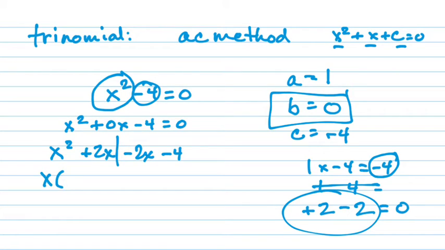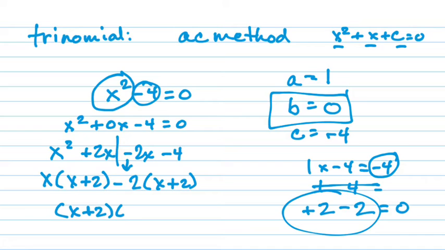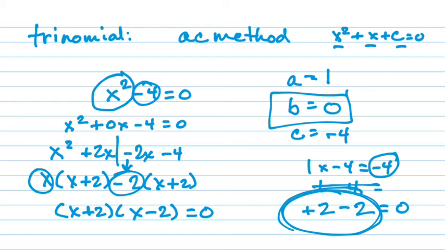The first two will divide by x, so you get x plus 2. Bring down the minus. Second two will divide by 2, so you get x plus 2. Do the brackets match? Yes, and they have to. So we get x plus 2 times what? X minus 2. And they still equal 0, and then you can just finish it from there. All right? So if you don't have an x term, just use what number? 0.